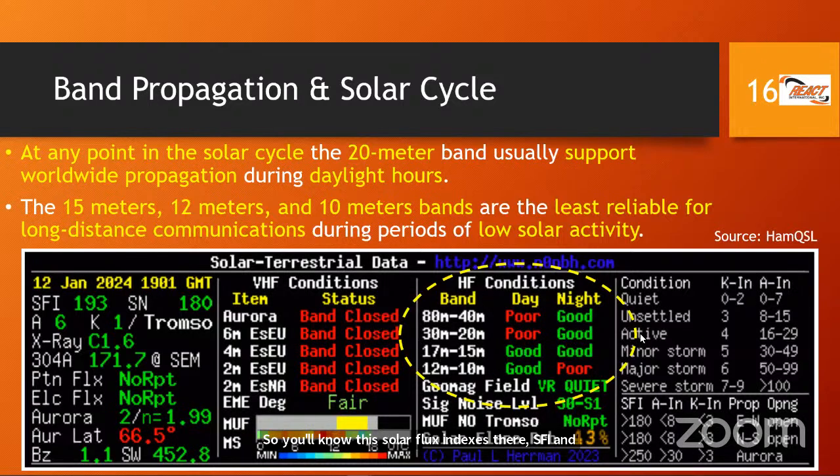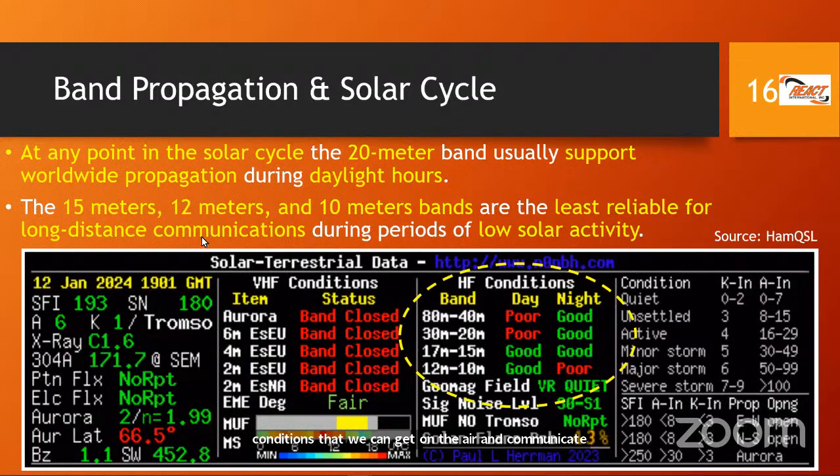And it also shows you, for your HF part of the spectrum, the different bands: the 80 to 40 meter band area, 30 to 20, 17 to 15, 12 to 10. During the day, whether propagation is good or bad. During the night, whether propagation is good or bad. So we do look at these things and determine, are we likely to have good propagation and therefore good operating conditions that we can get on the air and communicate with our fellow amateur radio operators.